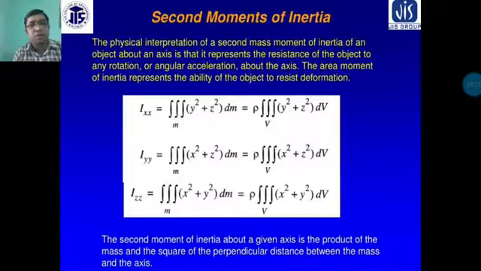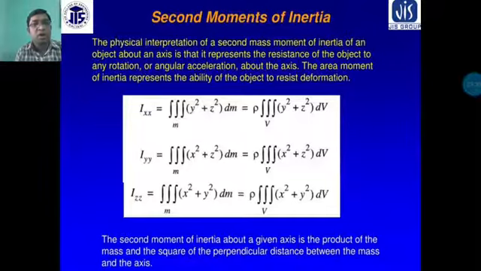Now the second moment of inertia. The physical interpretation of the second mass moment of inertia of an object about an axis is that it represents the resistance of the object to any rotation or angular acceleration about the axis.